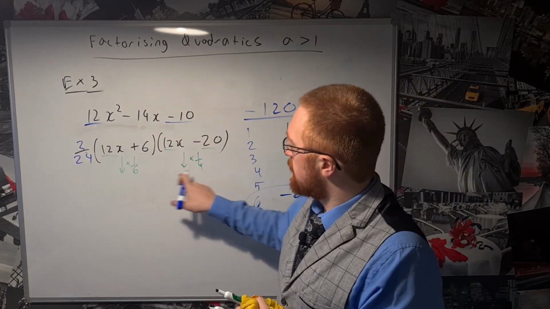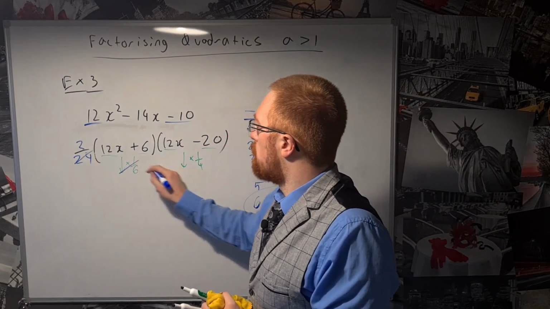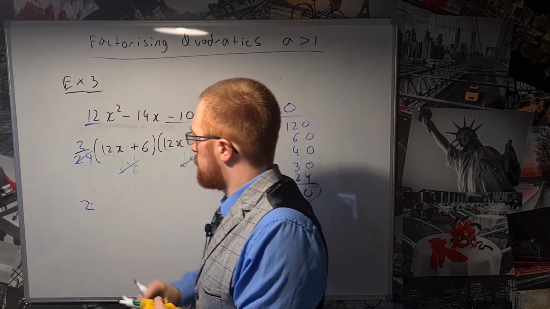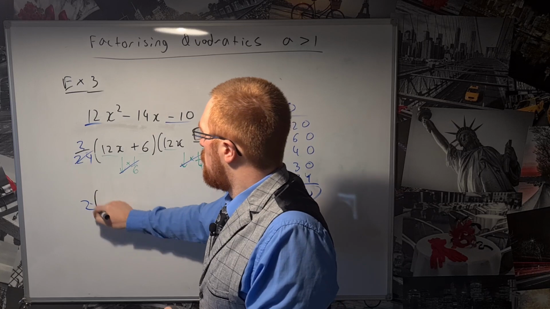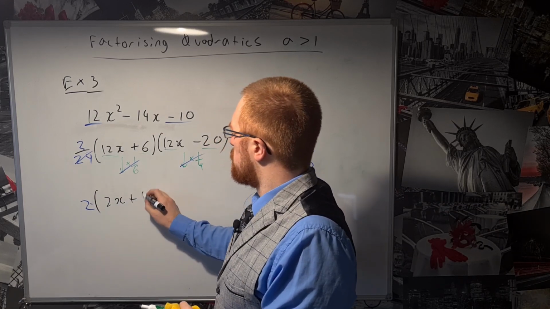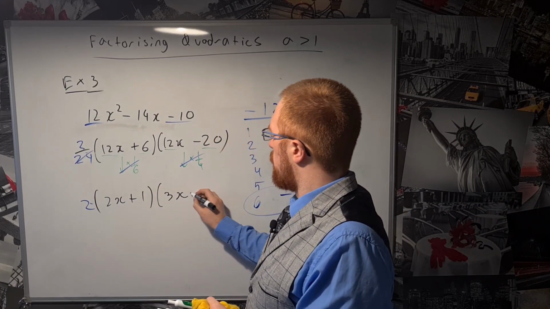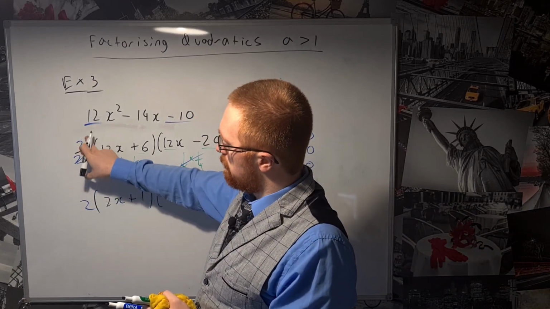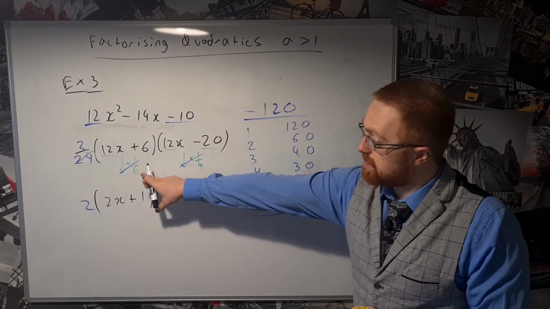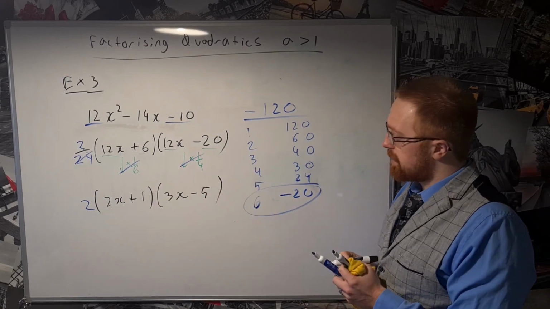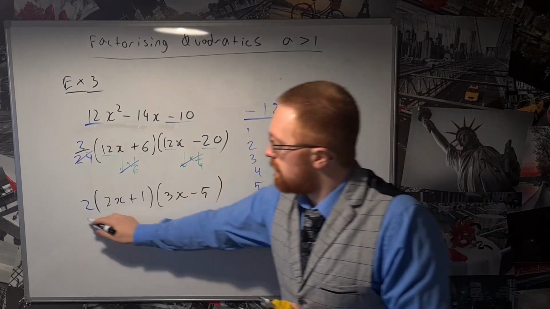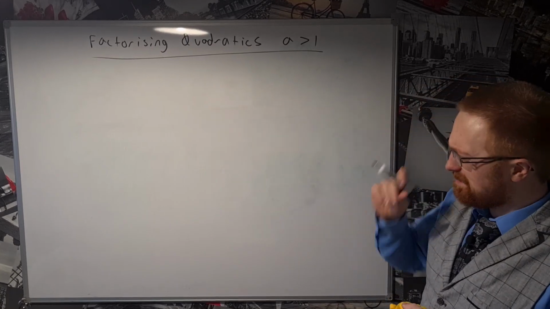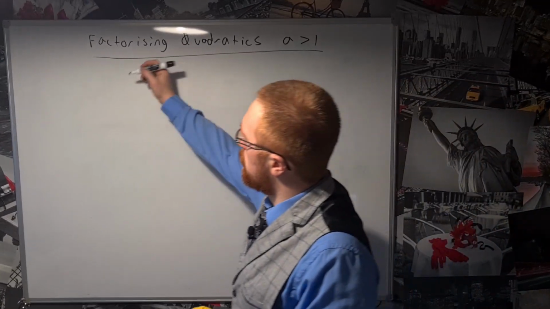So then the sixth and the quarter incorporate the 24, and we are left with 2 lots of 2x plus 1, 3x minus 5. And because the 2 is left over from the 2 over 24 that we had to do to make the sixth and the quarter, it cancels with it. And we're done. Okay, so the last question to answer is why on earth does this work?